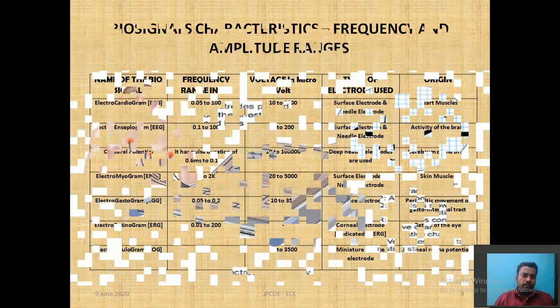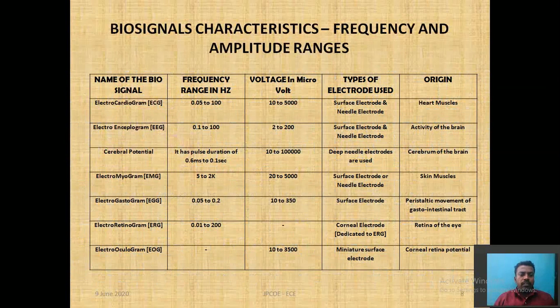Then the second signal is the electroencephalogram. Encephalon means the brain. So this EEG is used to measure the brain activity.